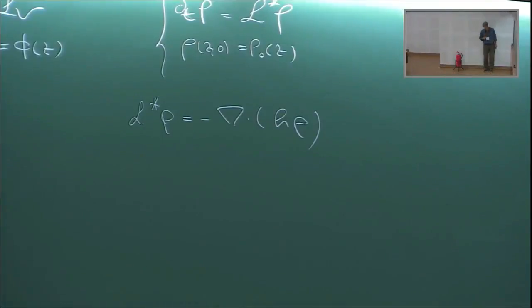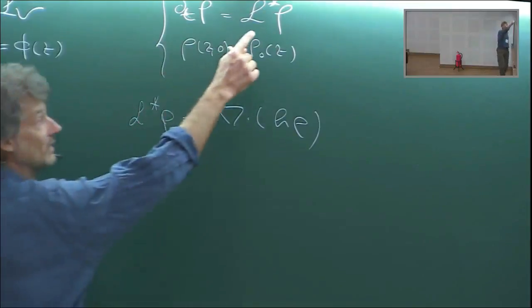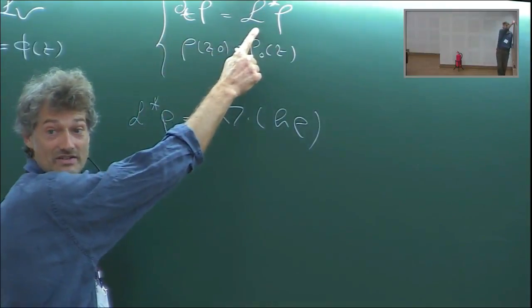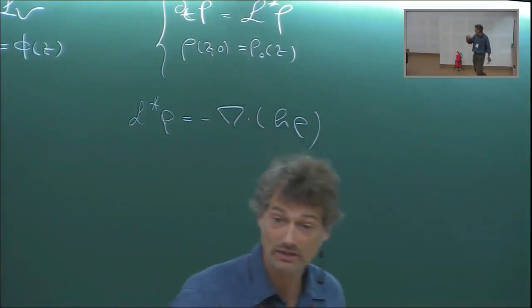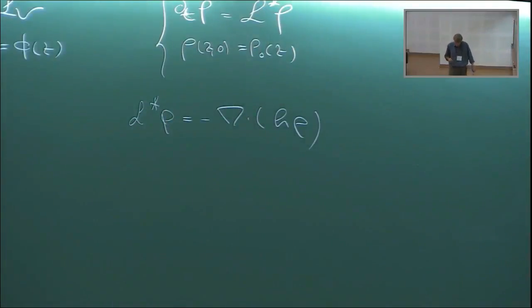Then we introduced some notions of invariant measures and invariant sets. An invariant measure is a measure that doesn't evolve in time anymore. So in this picture here, this would be L star rho equal to 0. And then we finished with the definition of ergodicity.